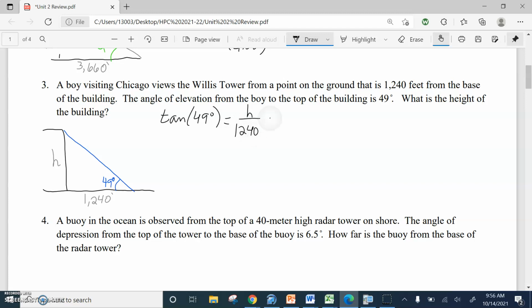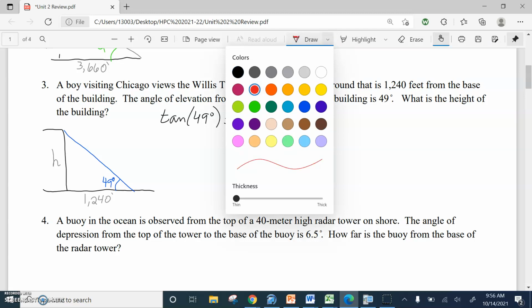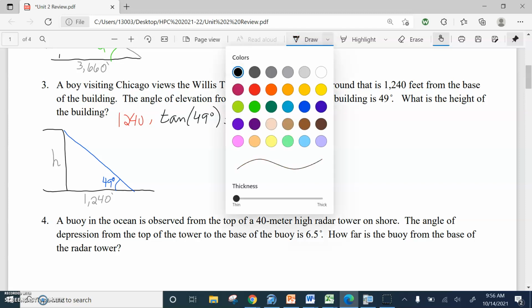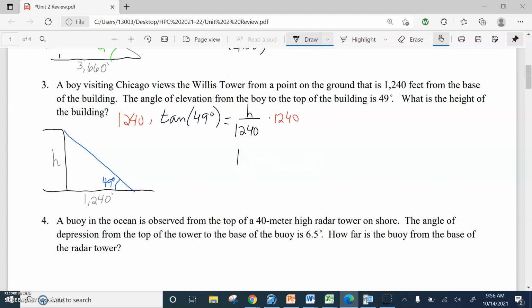Now to get h by itself, we multiply, real quick, I'll change it to red, by 1240 on both sides. 1240 times both sides, we get h equal to, and then if you just type in 1240 times tan 49, again making sure you're in degrees mode, you find that h is 1,426 point, I believe it's about 46 feet.